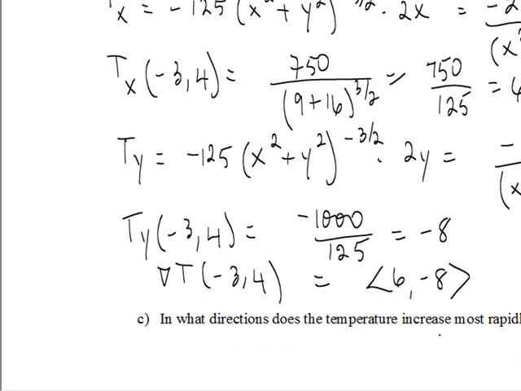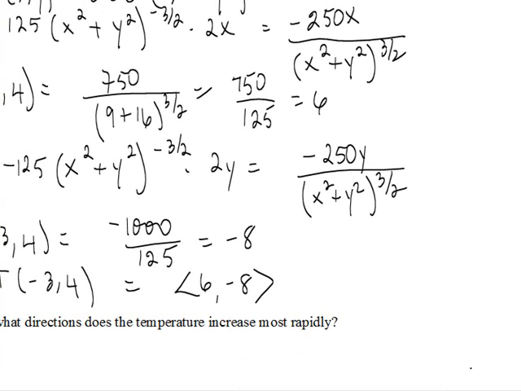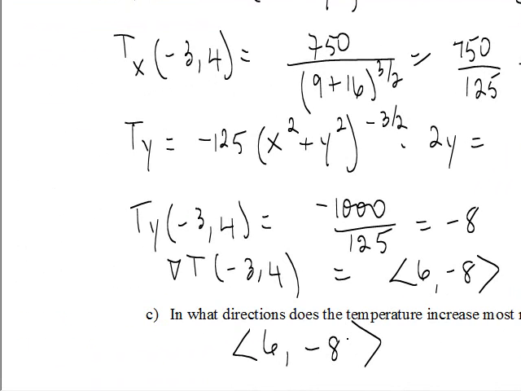In what direction does the temperature increase most rapidly? Tell me. 6, negative 8. Gradient. Very good. You're getting the hang of this. 6, negative 8. Nice. Next one.